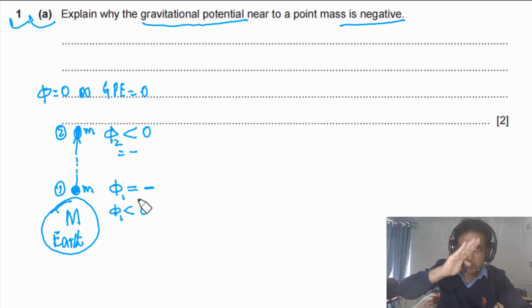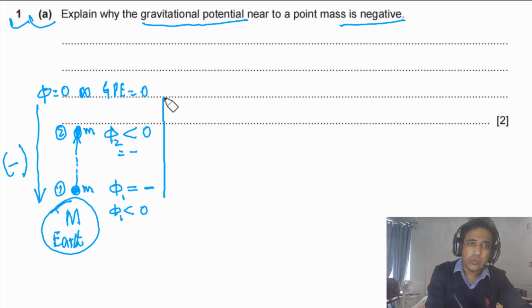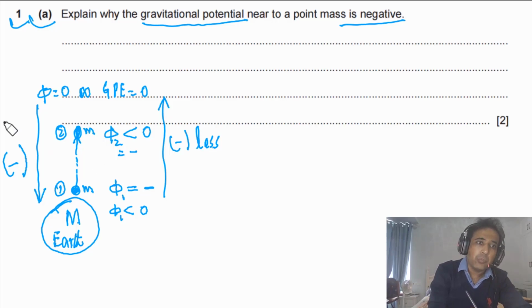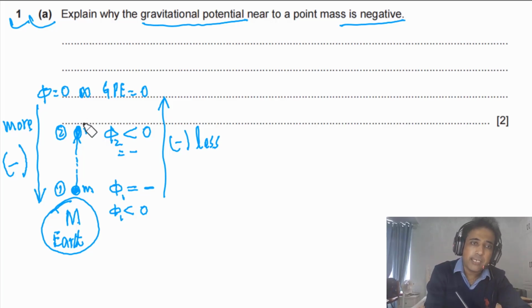So if you go down from infinity, potential or potential energy becomes more and more negative. Let me draw an arrow here. If we go this way, it becomes more and more negative, and if we go this way, it becomes less and less negative. These are the points you need to understand. So that's the reason potential anywhere below infinity is negative, since at infinity the potential energy is 0.